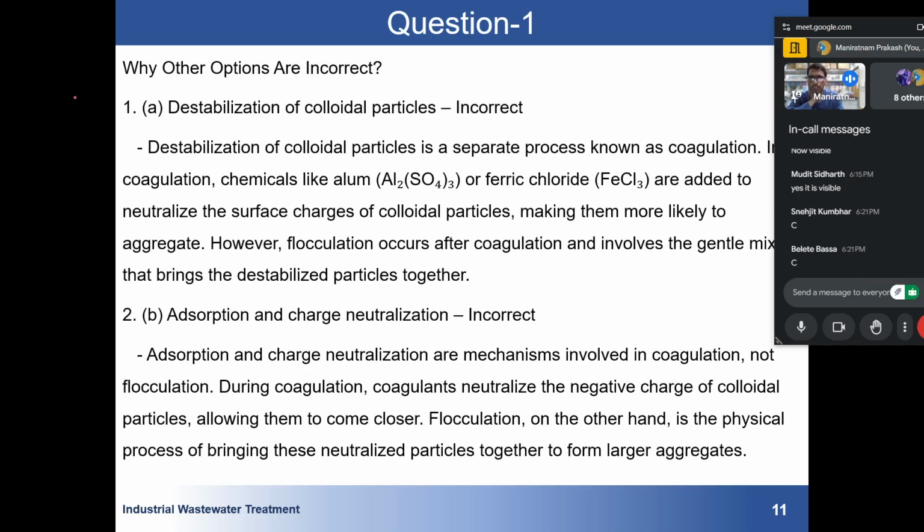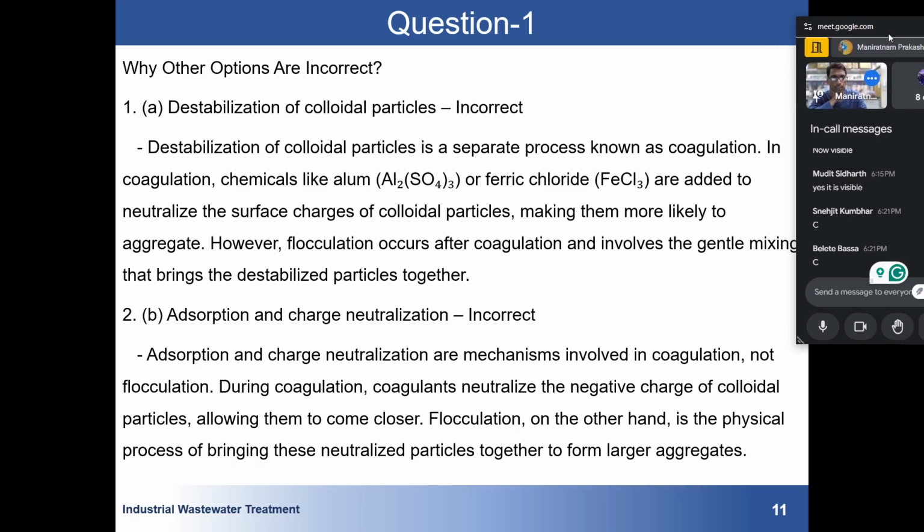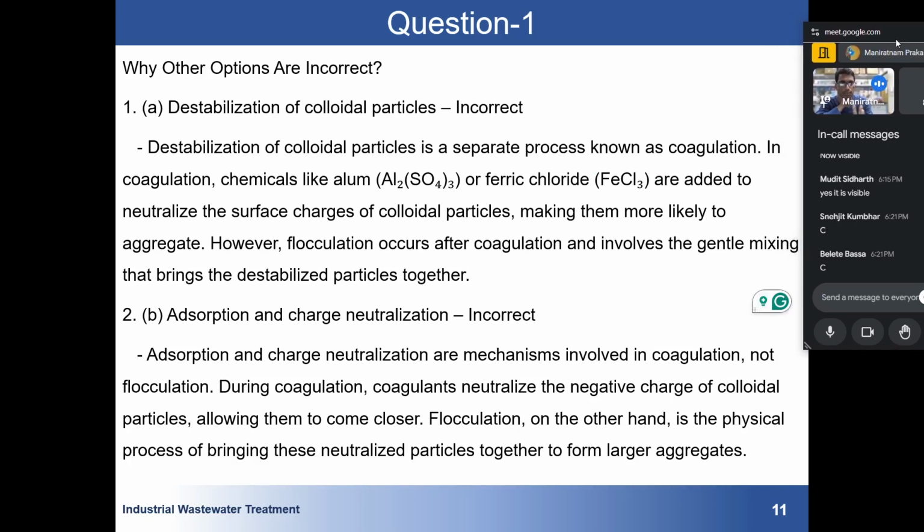Why the other options are incorrect: destabilization of colloidal particles is a separate process known as coagulation. Okay. Remember, we are destabilizing. This term is a little bit confusing: how are we destabilizing the colloid particle? Whenever we talk about destabilizing, remember the particle which was there in the suspended form was a stable particle. By addition of coagulants we are destabilizing. That's why the process is known as destabilization.